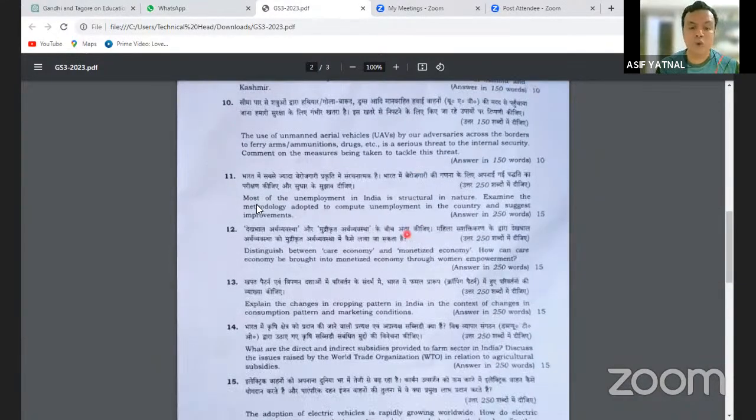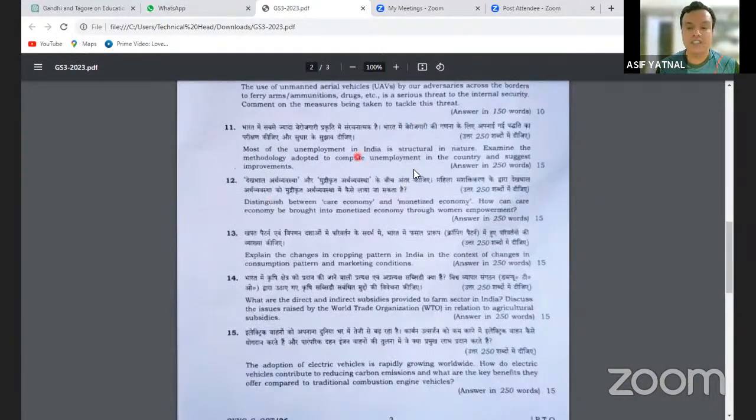The next question: most of the unemployment in India is structural in nature. India में जो unemployment है, that is because of the structural problem of the Indian economy. GS paper 3, I think 3rd or 4th topic, growth, development and employment का topic है.